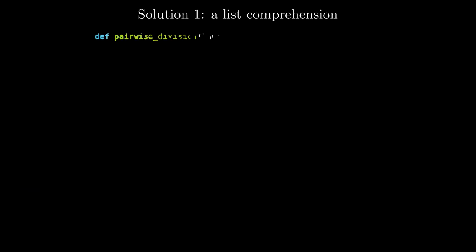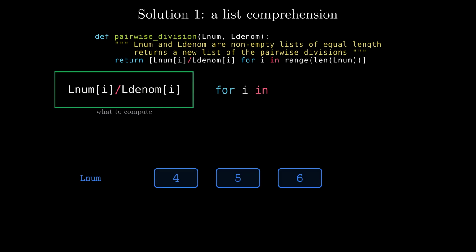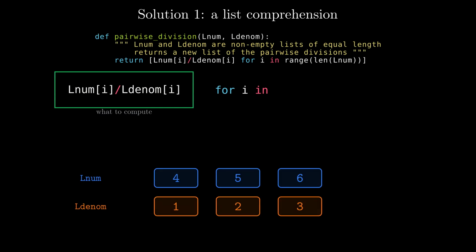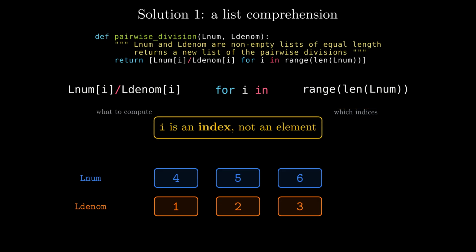One solution fits on a single line, a list comprehension. Return the list of lnum at index I divided by ldenom at index I, for I in range of the length of lnum. The key detail is what the I stands for. The I is an index, not an element.